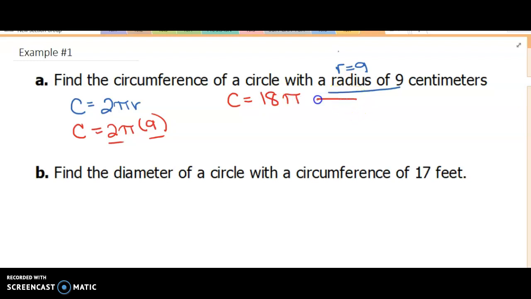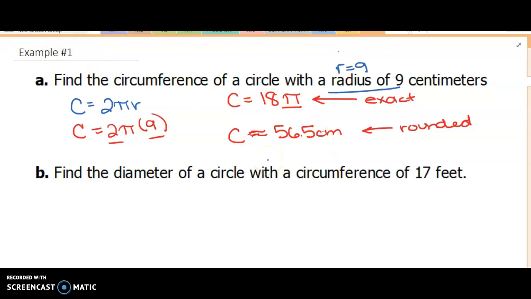So if Big Ideas says exact, this would be exact. We don't put pi into the calculator because at that point we're rounding it. This isn't rounded, this is exact. If it wants it rounded, that's when I would put 18 pi into the calculator, and you should get roughly 56.5 centimeters. This here is rounded. So depending on what Big Ideas wants, if it wants exact, keep pi in your answer. If it wants rounded, put pi into your calculator and get a decimal.